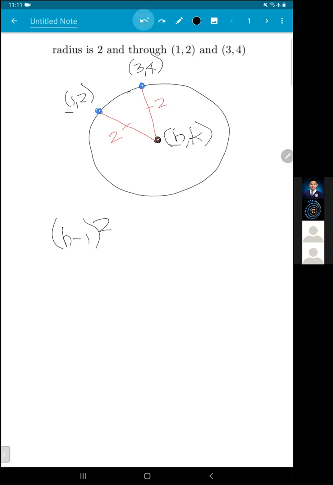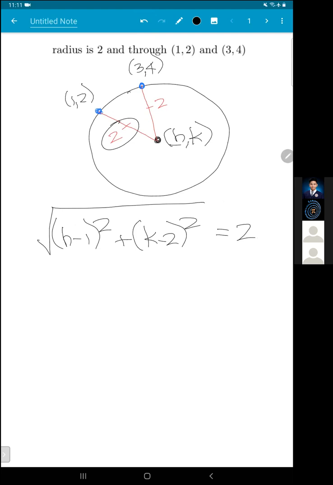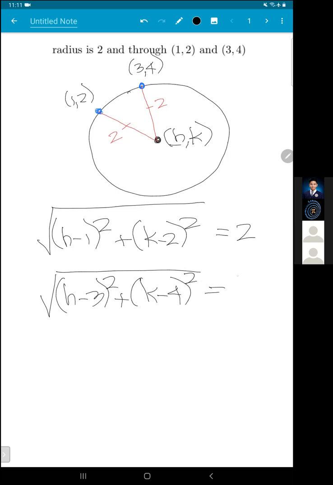The x coordinates, plus k minus 2 squared, square root. And then that is equal to 2, since the radius is 2. And then you do it for the other point, 3, 4. Use the distance formula: h minus 3 squared plus k minus 4 squared. Again, since the radius is 2, that's also equal to 2.